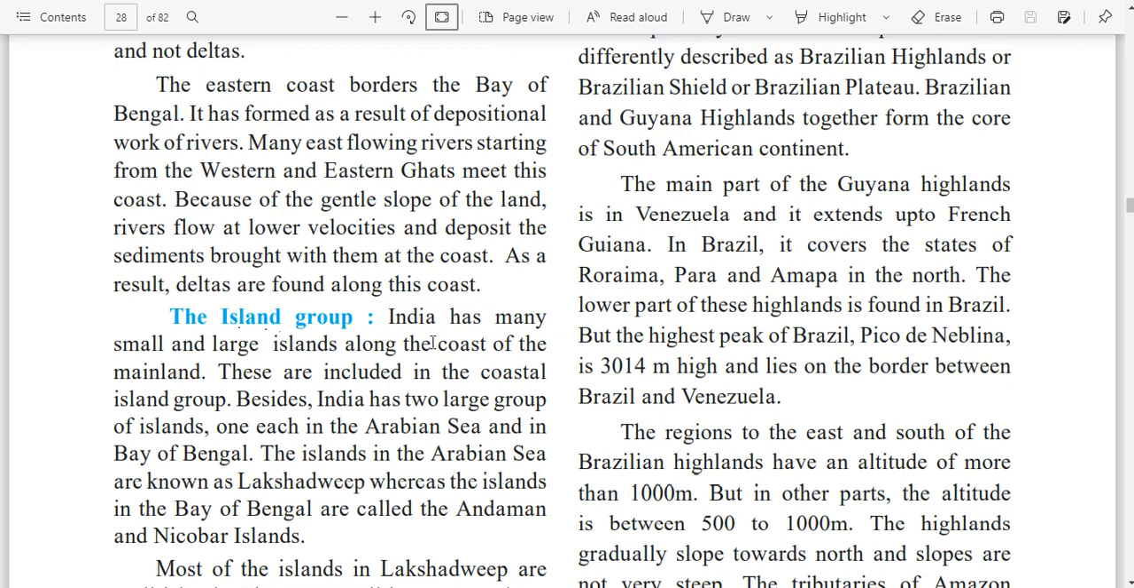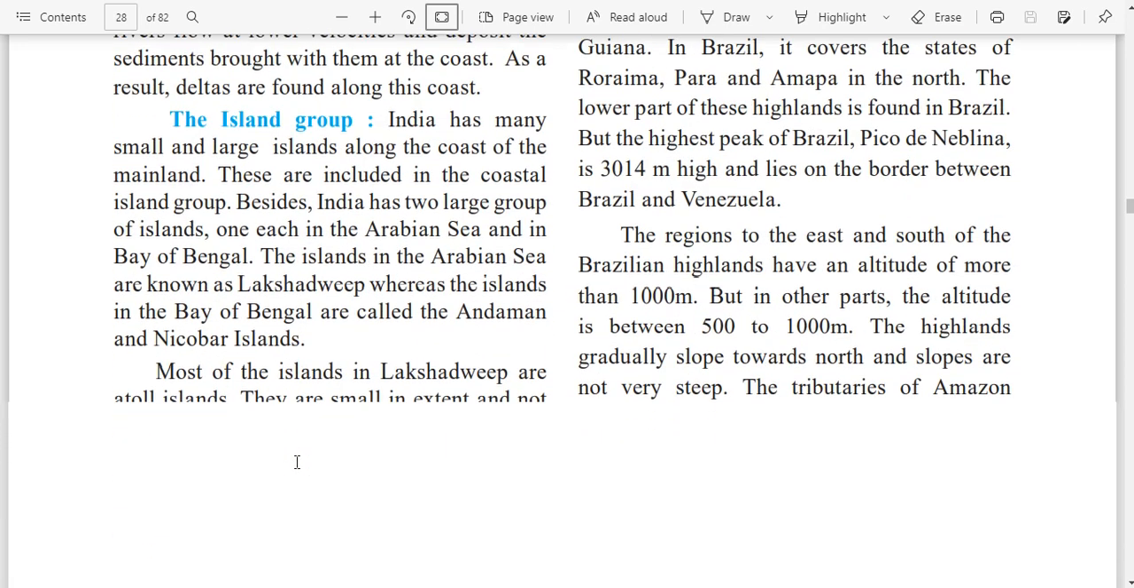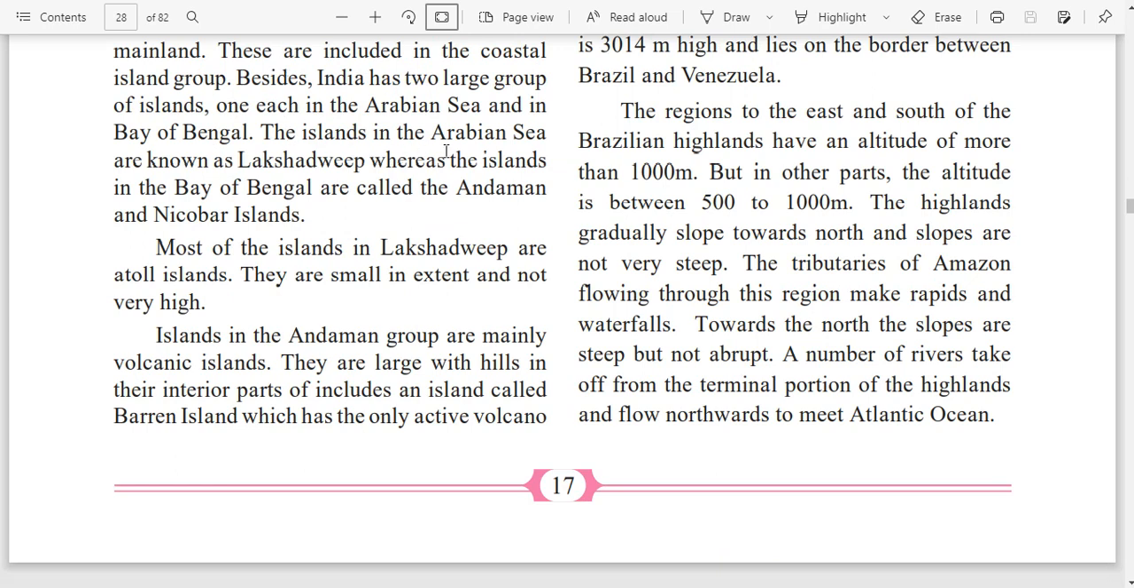The island group. India has many small and large islands along the coast of the mainland. These are included in the coastal island group. Besides, India has two large groups of islands, one each in the Arabian Sea and in the Bay of Bengal. The islands in the Arabian Sea are known as Lakshadweep, whereas the islands in the Bay of Bengal are called the Andaman and Nicobar Islands.